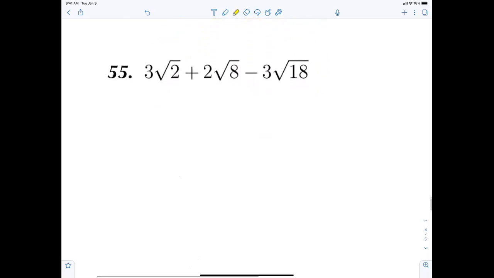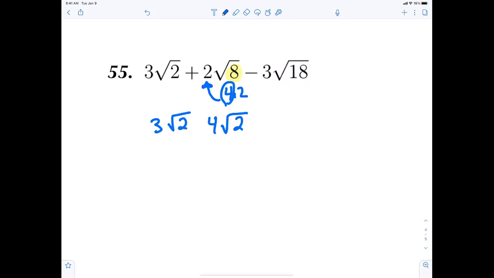All right, so what am I doing with this radical 8? 4 and 2, square root of 4. 2 radical 2. So what goes here? 4 radical 2. Anybody have any issues yet? 9 and 2. Yes, now 18 is what? 9 and 2. Should it just be negative 9 radical 2?